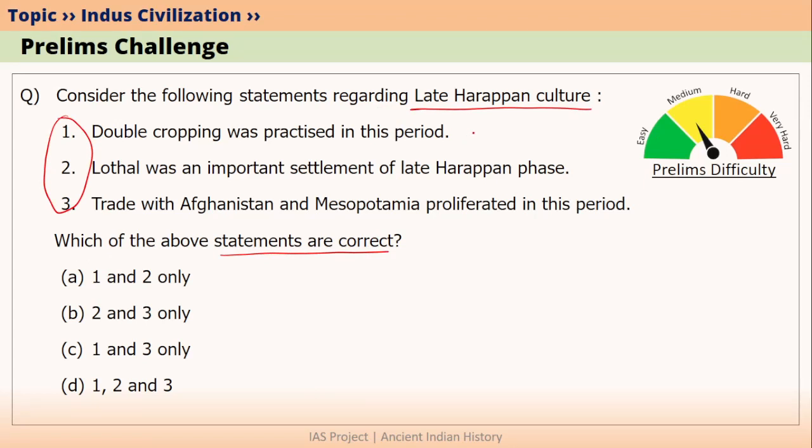The first statement is double cropping was practiced in this period. In this period simply means late Harappan period. The second statement is Lothal was an important settlement of late Harappan phase. The third statement is trade with Afghanistan and Mesopotamia proliferated in this period.